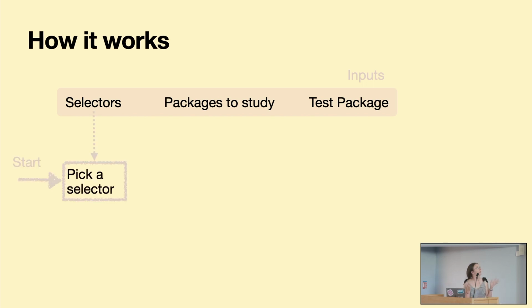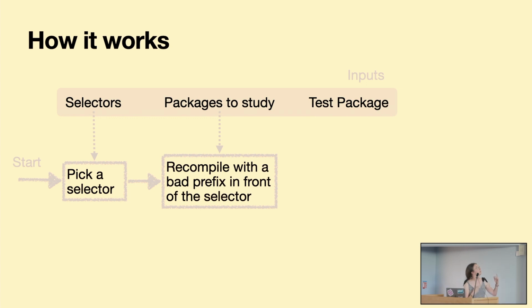So what is the program doing, basically? First, when it starts, it picks a selector in the list. Then what I'm going to do is take the packages that you want to study and recompile them and prefix every single instance of this selector that I picked with a prefix.